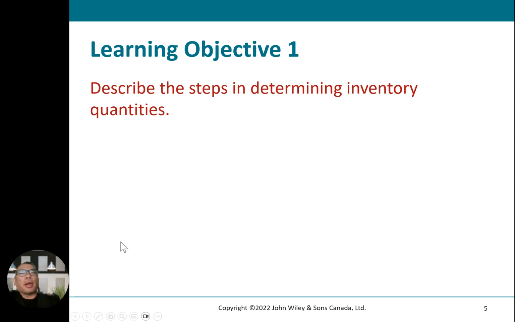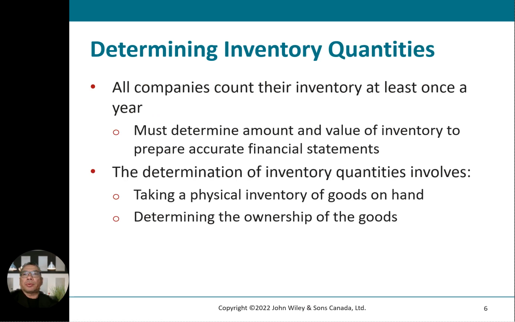Okay. All right, let's look at learning objective number 1, which is to describe the steps in determining inventory quantities. What are those? Inventory counting: all companies count their inventory at least once a year, and must determine the amount and value of inventory to prepare accurate financial statements. Determining inventory quantities involves taking a physical inventory of goods on hand as well as determining the ownership of the goods.